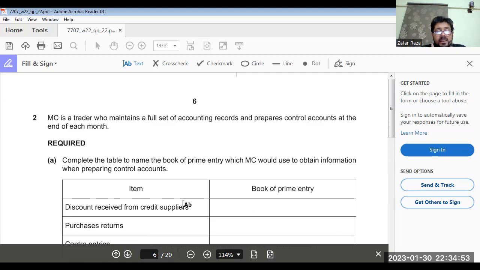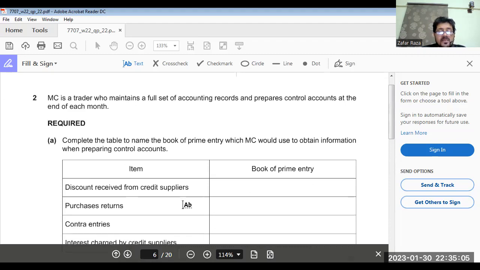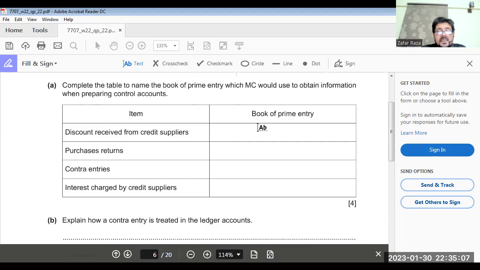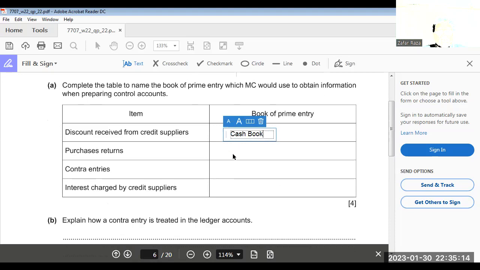MC is a trader who maintains a full set of accounting records and prepares control accounts at the end of each month. Complete the table to name the book of prime entry which MC would use to obtain information when preparing control account. Discount received from credit suppliers. All discount received are reported in cash book, beyond shadow of doubt. Purchase return means purchase return journal or purchase return day book, whatever you want to write.